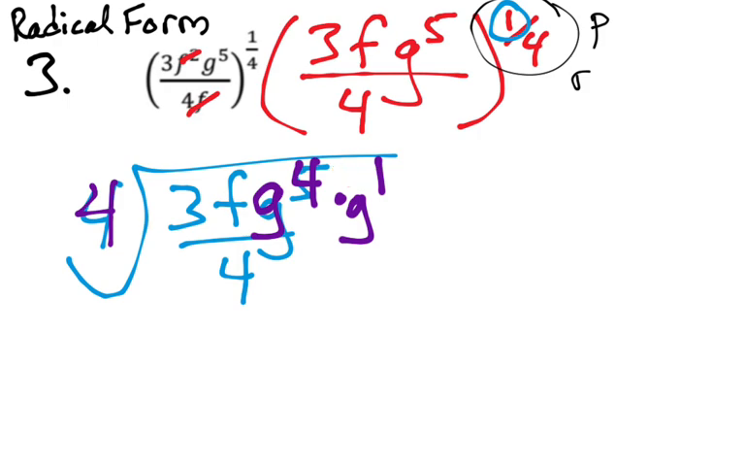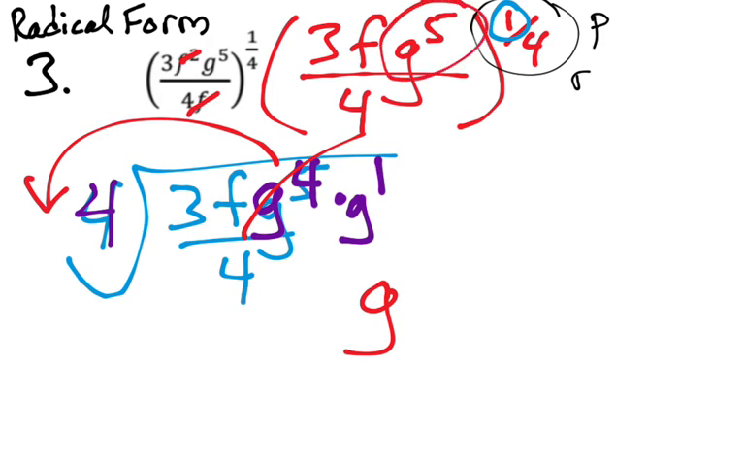And now we can take the 4th root of g to the 4th, and that means a single g will come out of the radical sign for the final answer. If that was too much in one explanation, pause, rewind it, listen to it again. All of that was good stuff. It's why you're allowed to simplify the g to the 5th power.